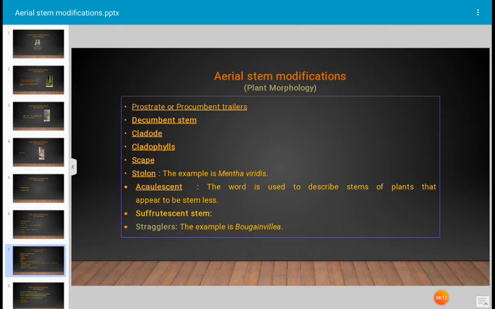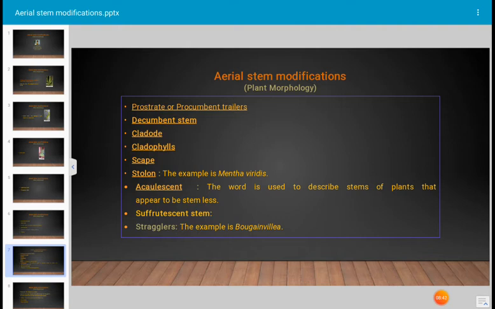Next type of stem, that is acaulescent type of stem. The word is used to describe stems of plants that appear to be stemless. Actually, these stems are just extremely short, the leaves appearing to rise directly out of the ground. Such a very highly reduced stem is an acaulescent stem.